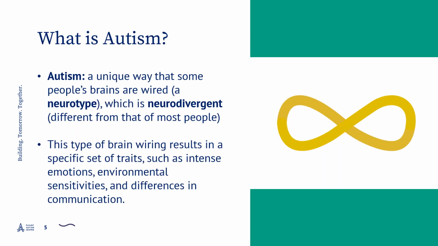So, what is autism? Autism is a unique way that some people's brains are wired. So, it's a neurotype, which is neurodivergent or different from that of most people. This type of brain wiring tends to result in a specific set of traits, including intense emotions, environmental sensitivities, and differences in communication.